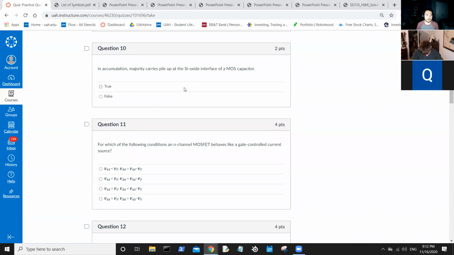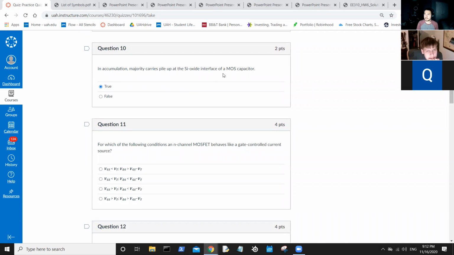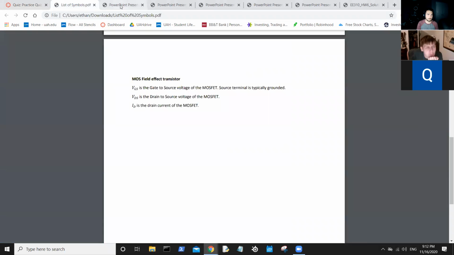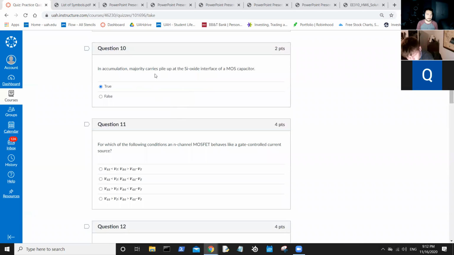Question 10. In accumulation, majority carriers pile up at the Si oxide interface of the MOS capacitor. I'm pretty sure this is true. It's something from one of these presentations, the characteristics, I believe. I'm pretty sure that's just true. It's just a recognition fact.